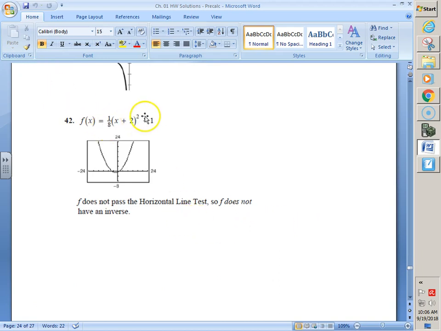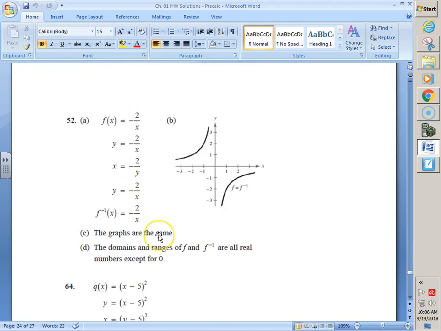Do you guys all got that it failed? It wasn't invertible? It's a quadratic. It fails the horizontal line test. Yeah? Now, could we find an inverse relation? Yes. But would it be an inverse function? No. Good.